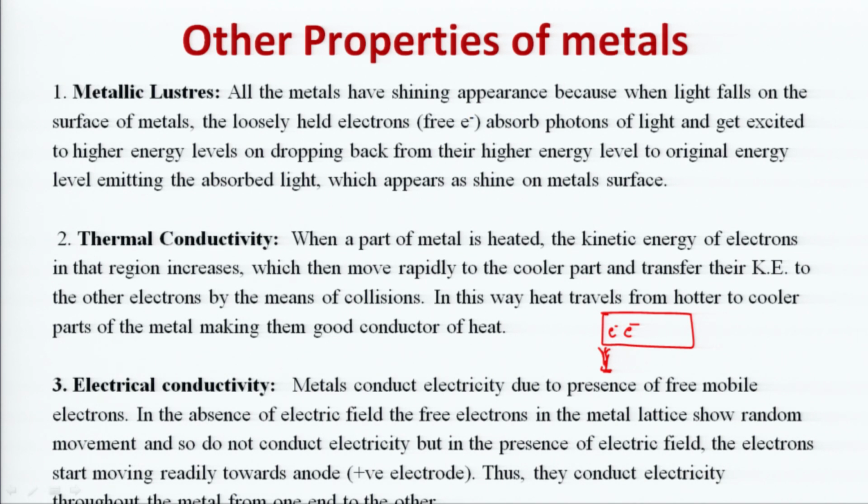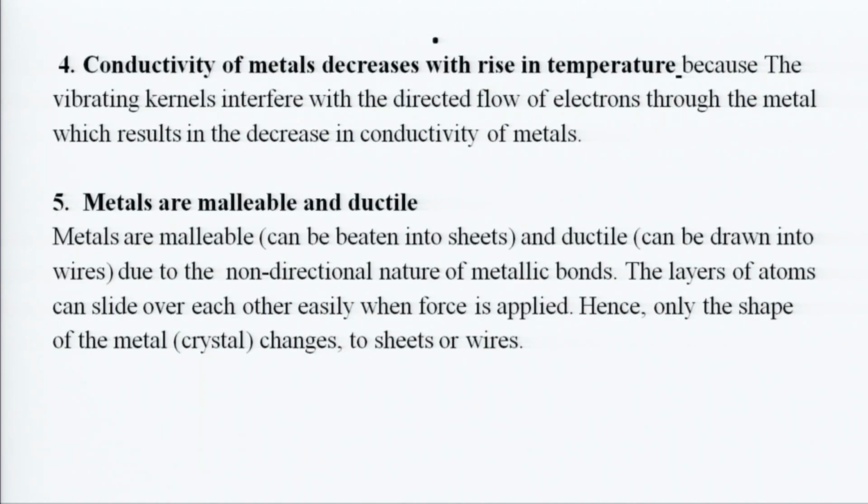So the moment you apply potential difference across a metal sheet, these free electrons move through the circuit and help in conduction of electricity. So metals conduct electricity due to the presence of free mobile electrons. In the absence of an electric field, the free electrons in the metal lattice show random movement there itself and do not conduct. But in the presence of an electric field, the electrons get channelized in a particular direction, and therefore they move towards the anode, and thus they conduct electricity. So this is how metals become good conductors.